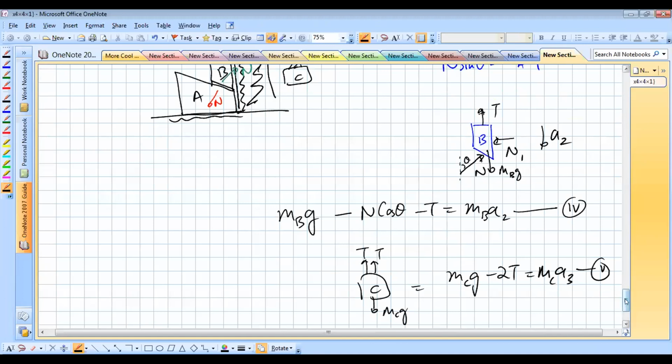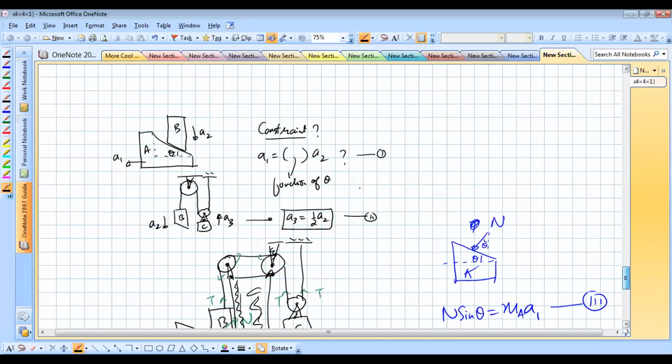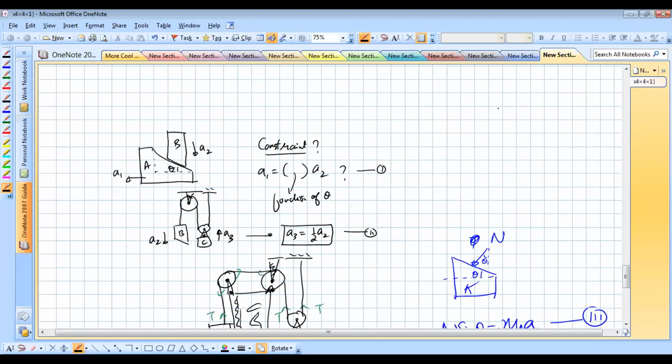So you see, I've got 5 equations, but I still have to solve the constraint relation equation, which I've just left out for you to solve. This one, this constraint. So how does this constraint relation equation come? See, A1 equal to A2 cot theta. Yes, correct. Very good. Okay.